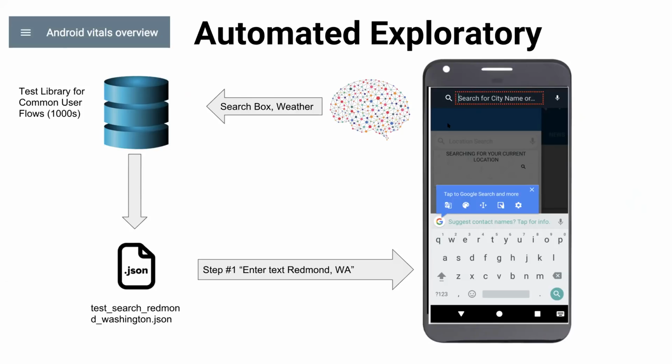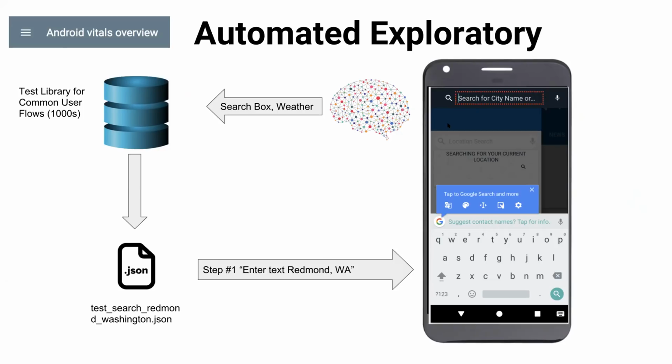In this case, it's a weather app. Well, the bots can also work much like a human does. So what happens is on the top here, the brain looks at the screen just like a human brain, but the bot brain goes, oh, that's a search box, right? And I'm in a weather app. And so it takes that data and it looks up from a library of tens of thousands of flows, things that people do in apps, right?